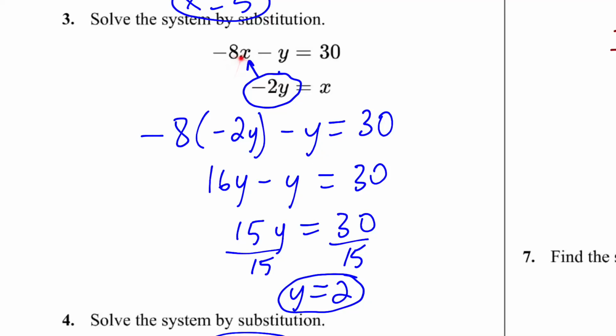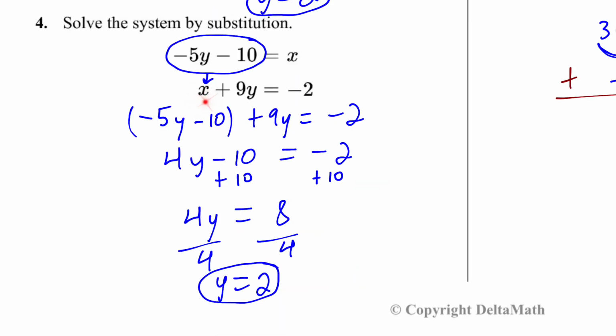Replace x in the top equation with what it's equal to in the bottom equation. So instead of -8 times x, we have -8 times -2y, minus y equals 30. So first we do this multiplication to get positive 16y. Then we combine like terms. This is a 1. That gives us 15y is equal to 30. We divide by whatever's in front of the variable. Y equals 2.